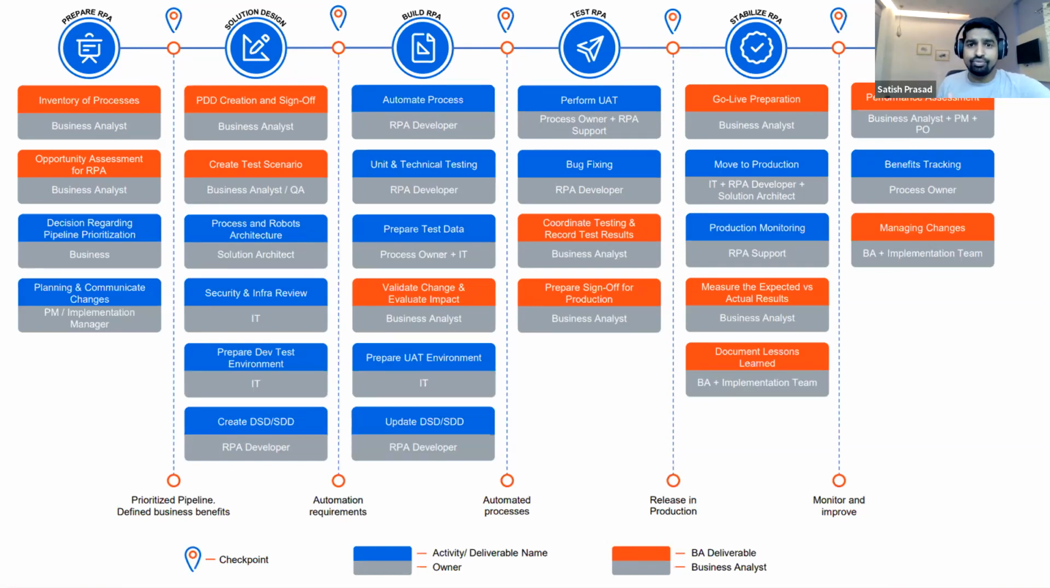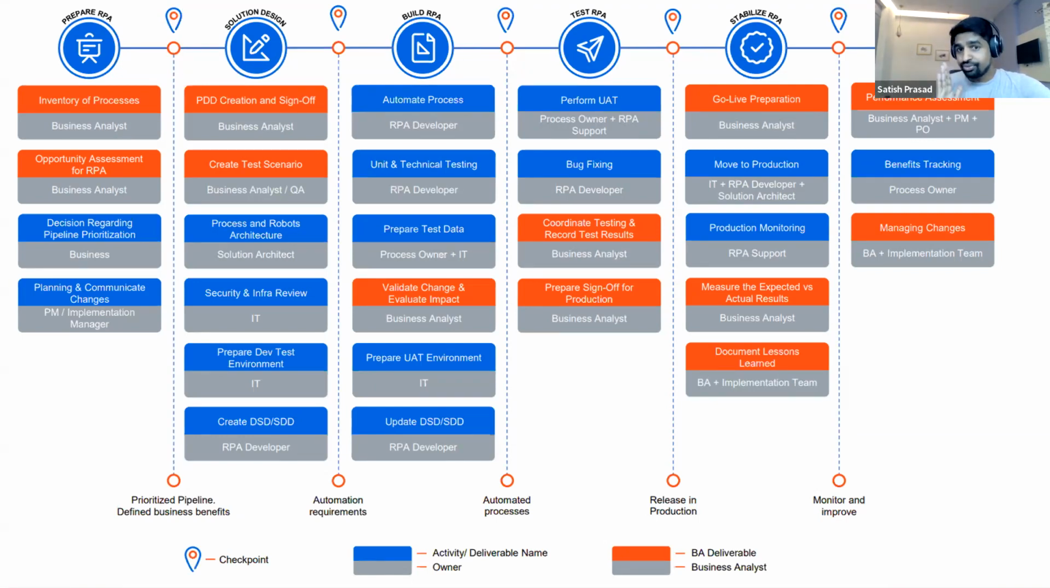UiPath has also given a wonderful tool called UiPath Automation Hub. So you should also be able to capture the inventory of the processes there, or you can follow your old method of doing it, which is on a Confluence page or in an Excel file, and from there you should be able to take it.